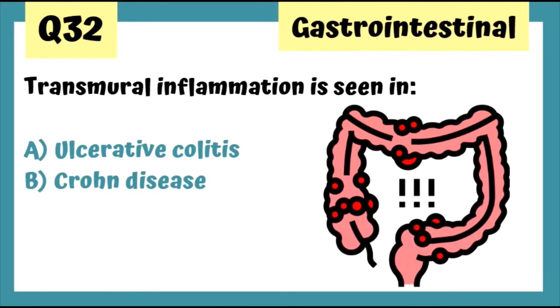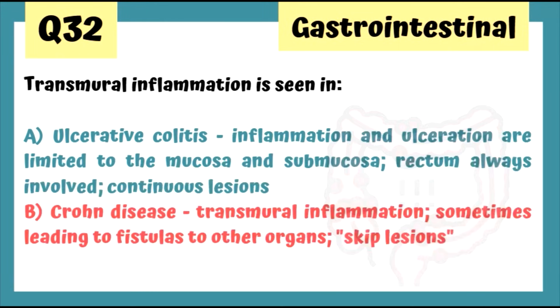Question 32. Transmural inflammation is seen in Crohn's disease. Remember, ulcerative colitis doesn't go all the way through. In Crohn's disease, it goes all the way through. In Crohn's disease, we see transmural inflammation, sometimes leading to fistulas to other organs. In ulcerative colitis, the rectum is always involved, and there are continuous lesions, but they are limited to the mucosa. They don't go all the way through.